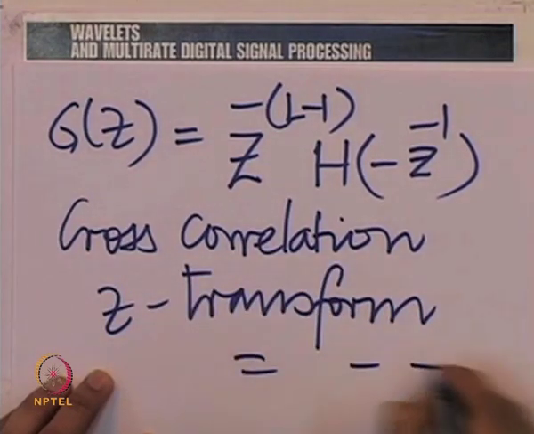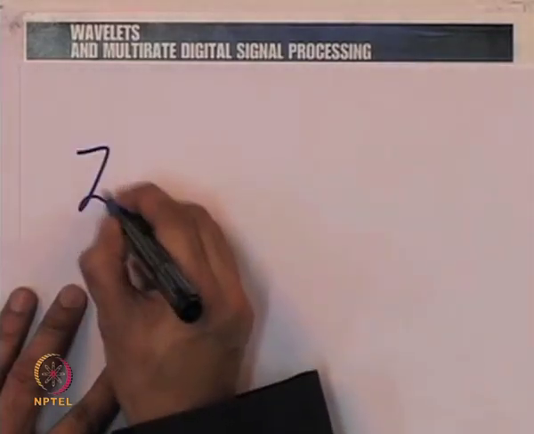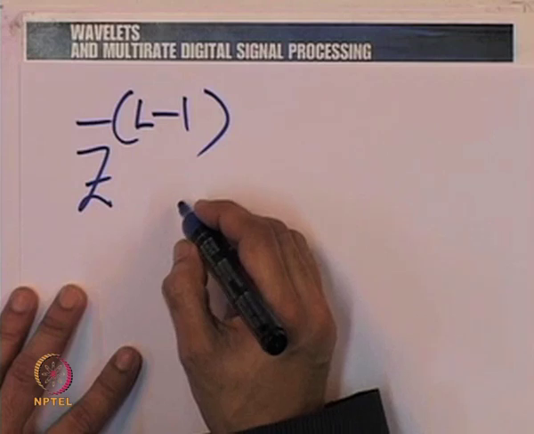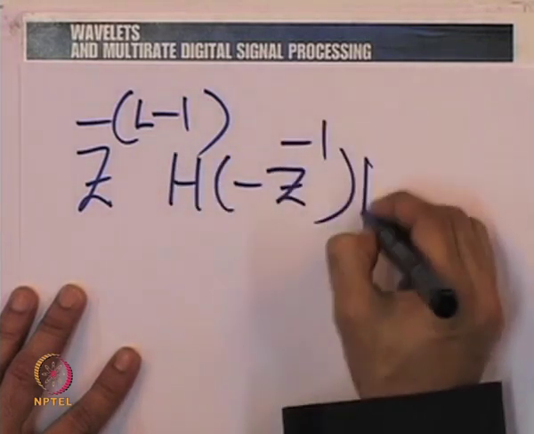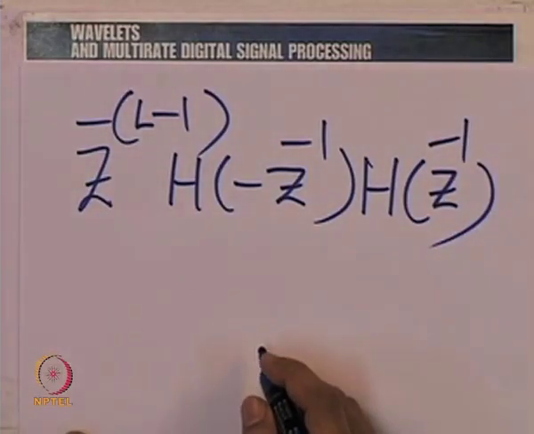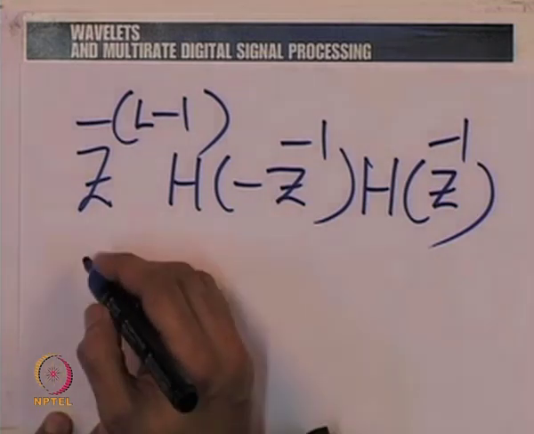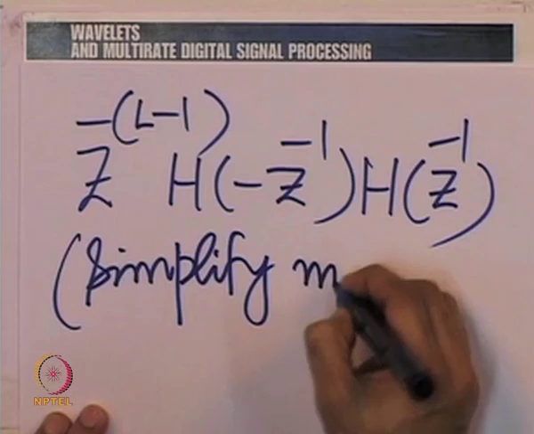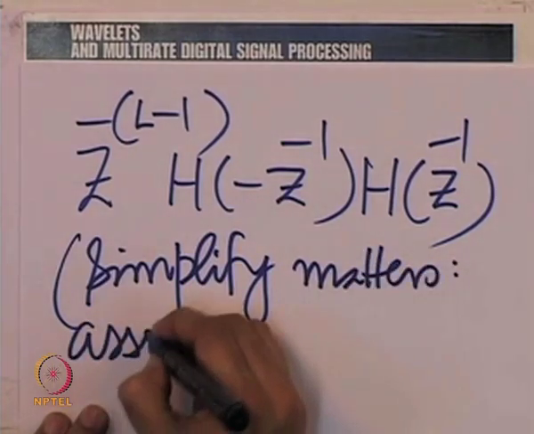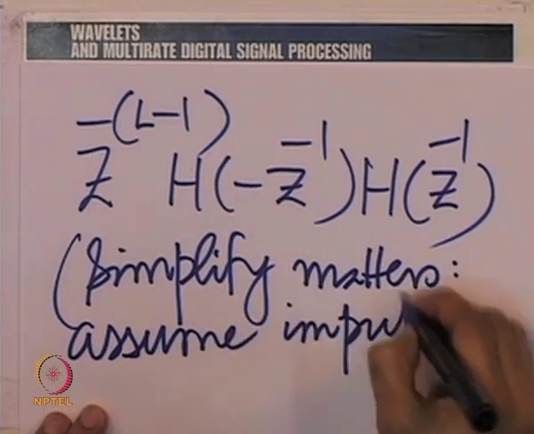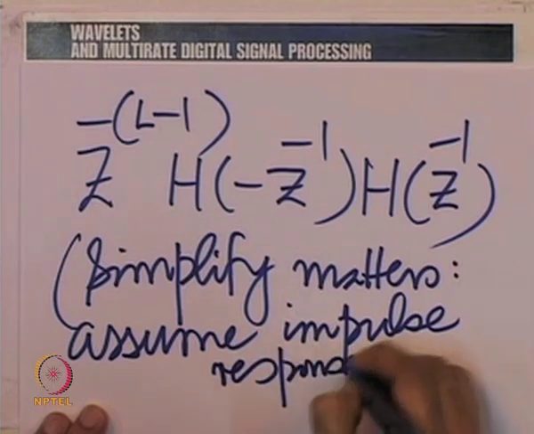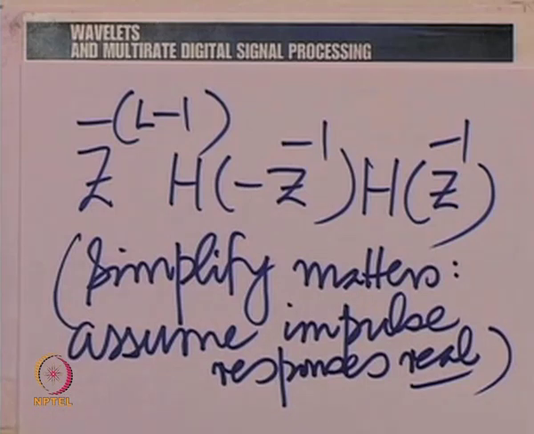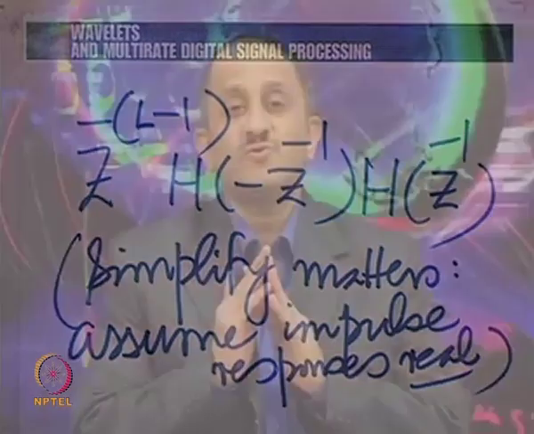And therefore, we have the cross correlation Z transform essentially becomes Z raised to the power minus L minus 1 H minus Z inverse times H Z inverse. Now, for the moment, let us simplify matters. Assume the impulse response is real. We can of course generalize all these results to when the impulse response is complex, but that is not the critical issue here. Let us not get confused by the complex conjugate every time.